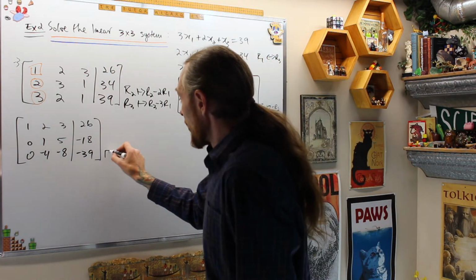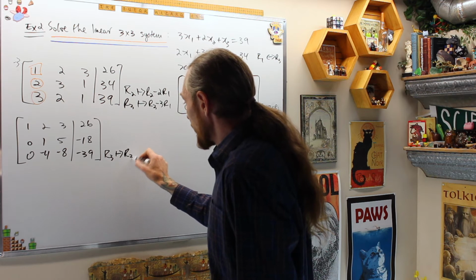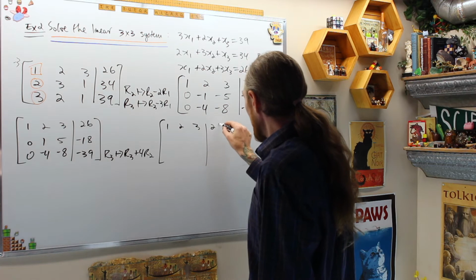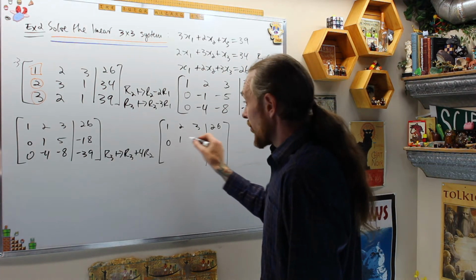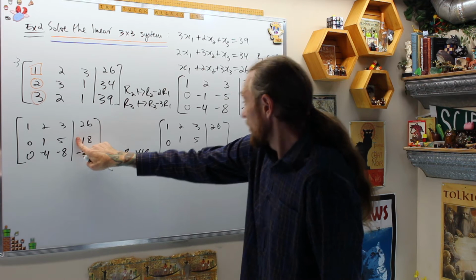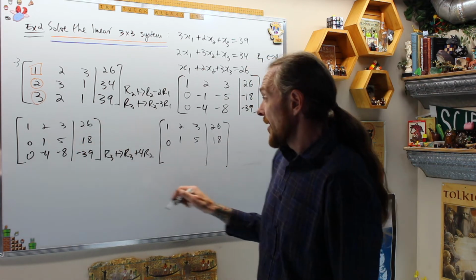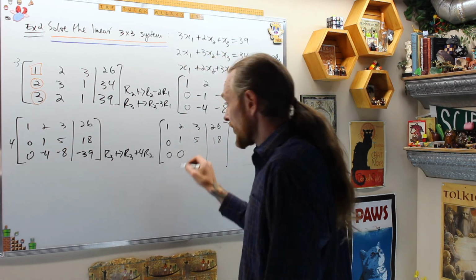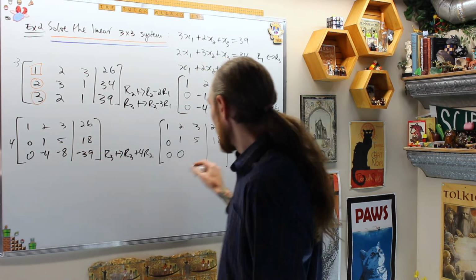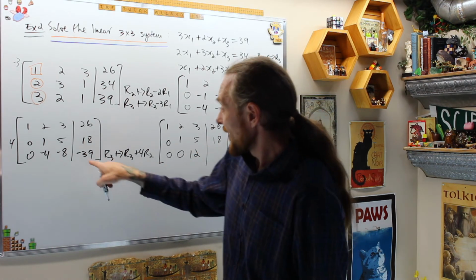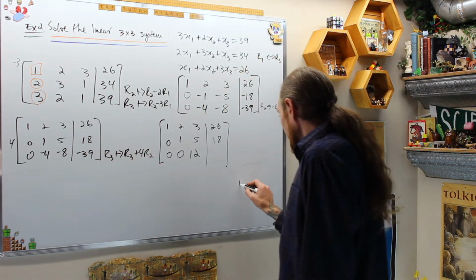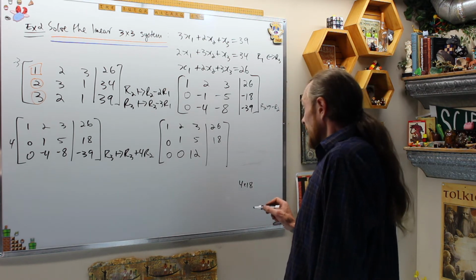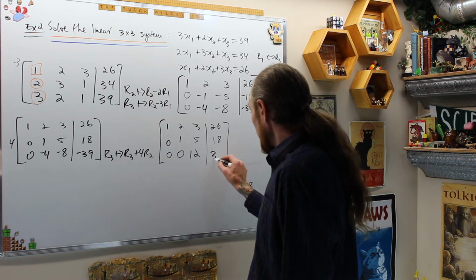Now what we're going to do is row 3 goes to row 3 plus 4 row 2. That's going to give us 1, 2, 3, 26, 0, 1, 5, 18. And then we're multiplying this one by 4. So negative 4 plus 4 is 0. Negative 8 plus 20 is 12. And negative 39 plus 4 times 18 is negative 39 plus 72, which is 33.